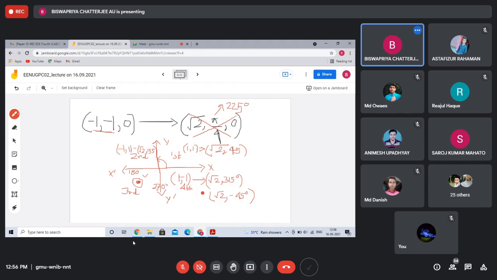315 means why? Because 270 plus 45, or 225 plus 90, or 360 minus 45, because this point is located in the fourth quadrant. So it is 270 and in between 360, so it is just the midway. That is why it is 315 degree. Any other doubt? Another guy was asking something.